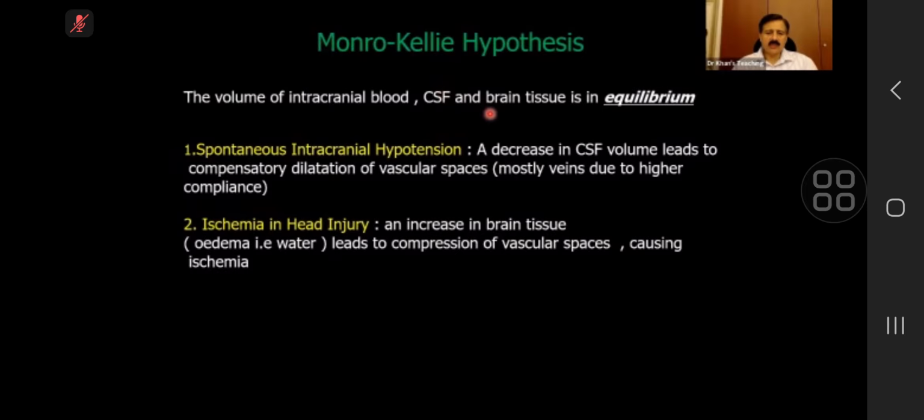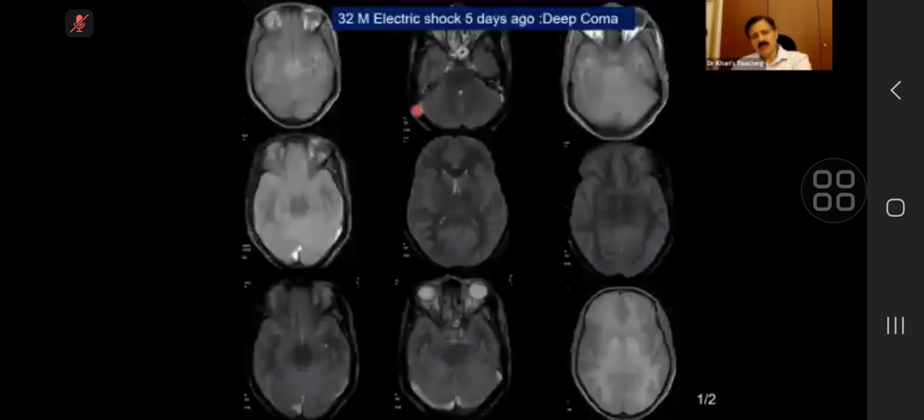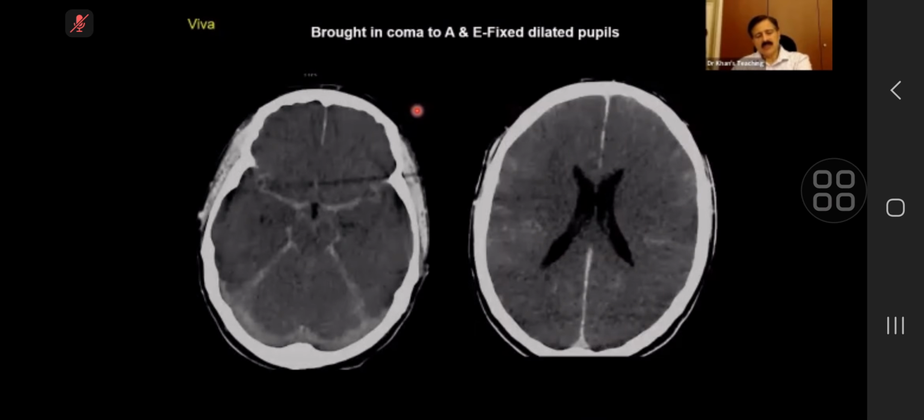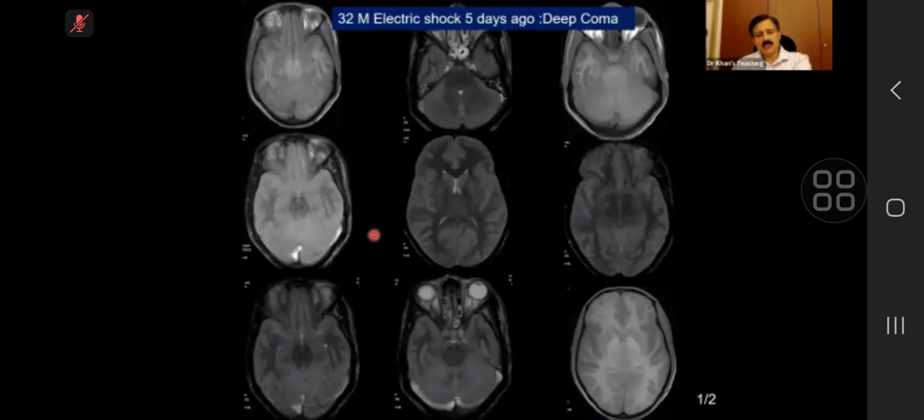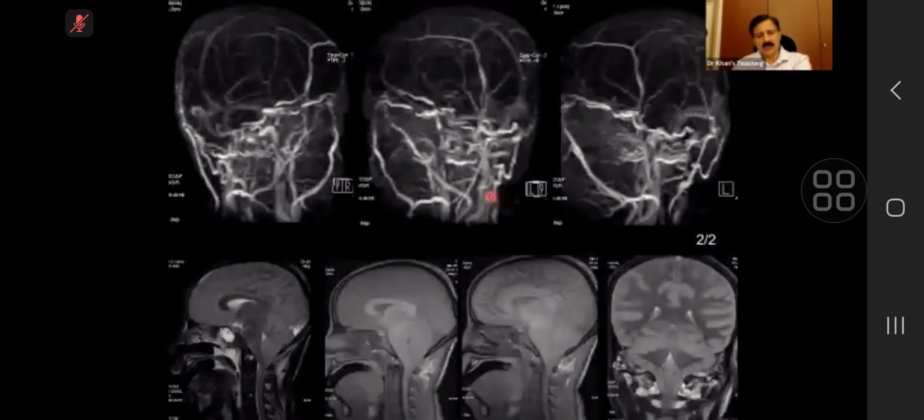So whenever there is edema, there is compression of the blood vessels. And in a dead brain, what happens is that there is so much intracranial edema, there is complete loss of sulci. And if you do an MR of this kind of case, this is another case which is now more or less brain dead. You can see that there is herniation through the foramen magnum, etc.